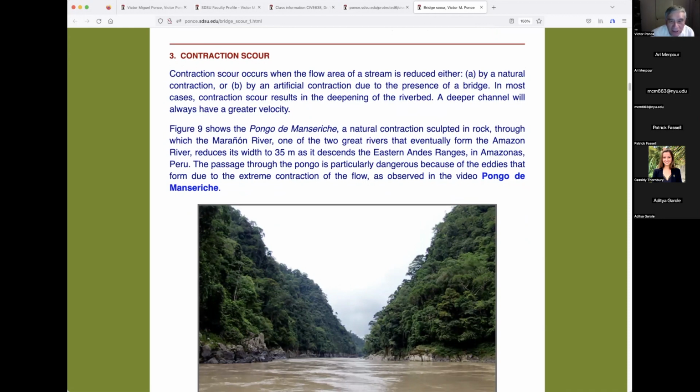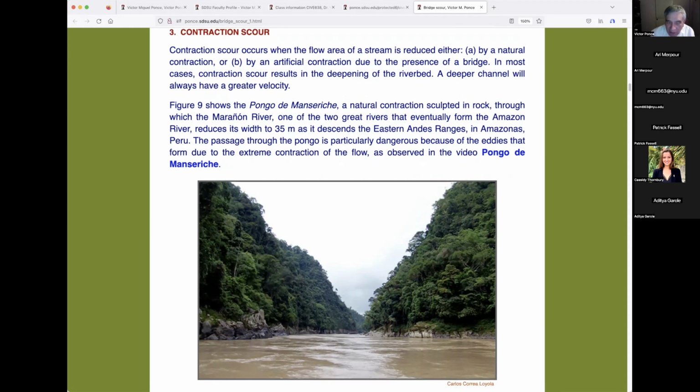It's a natural contraction sculpted in rock through which the Marañón River, one of the two great rivers that eventually formed the Amazon, reduces its width to 35 meters as it descends the eastern Andes ranges in Amazonas, Peru. 35 meters. This is a huge river, one of the two tributaries of the Amazon River further downstream. So there's a whole lot of flow out here. So if this is only a 35-meter wide river, it must be very deep. So how deep is it?